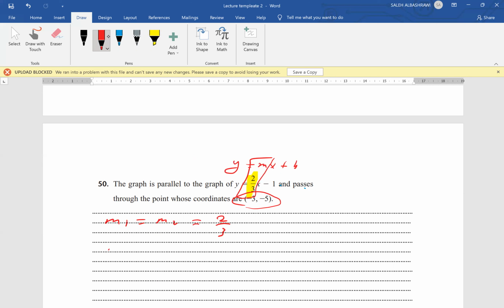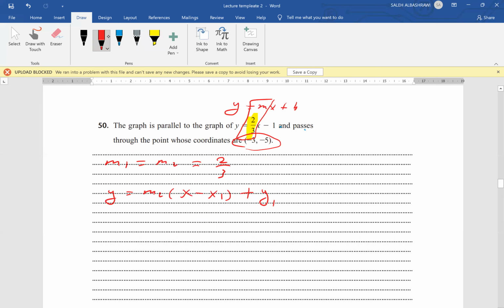So the equation is y equals m2 multiplied by (x minus x1) plus y1. m2 is 2/3, so 2/3 multiplied by (x minus x1). Since x1 is -3, I will have a +3, plus y1, that is -5. So for x, we just take the opposite sign.